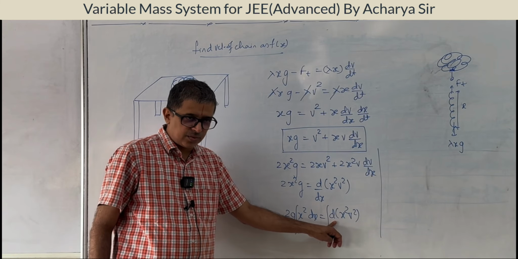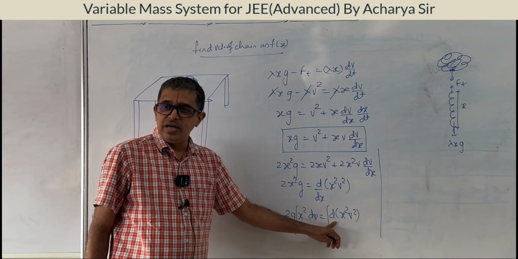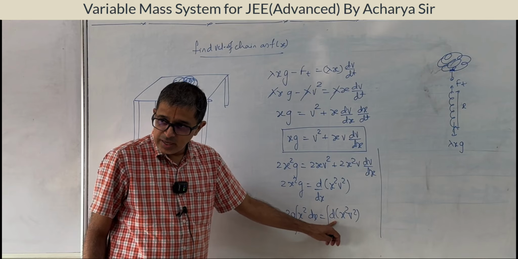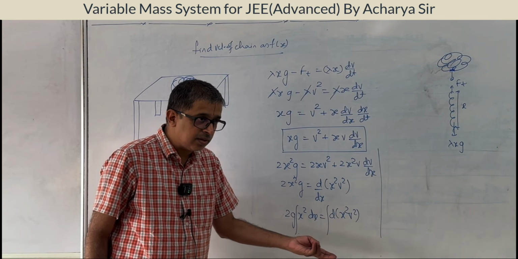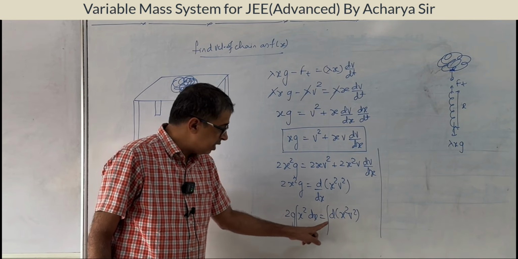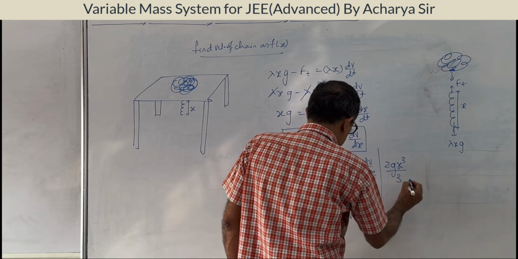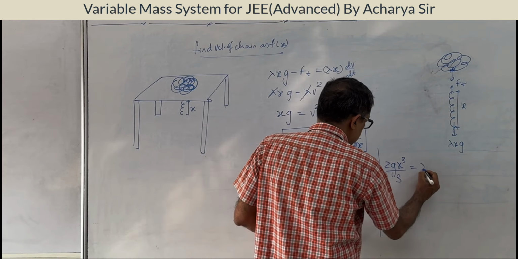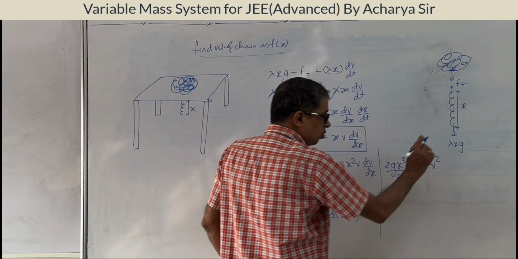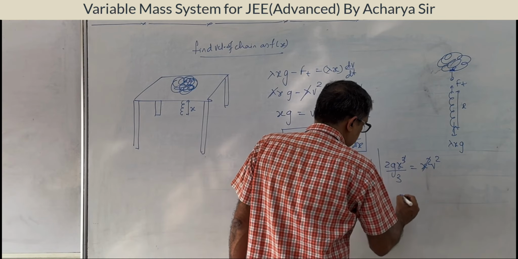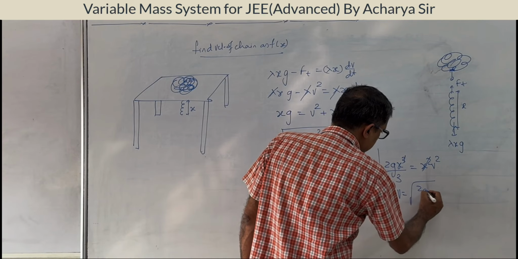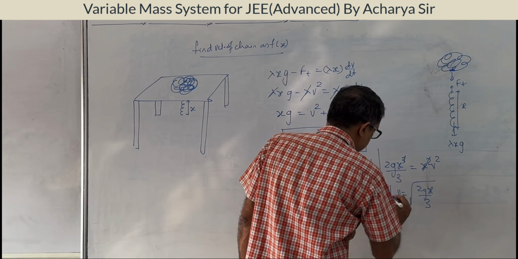Integral dx is x. Integral dy is y. Integral d of x square v square is x square v square. Integration and differentiation will cancel out, though that's not the right language. 2g x cube by 3 is equal to x square v square plus some constant c. v will be root over of 2gx by 3.